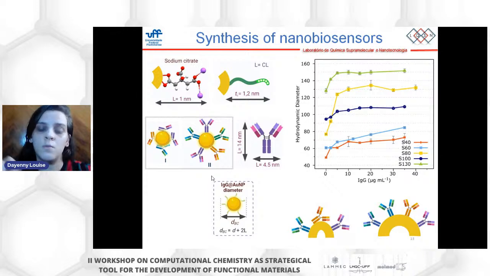So here we can see that the antibody itself can be attached in different ways. So this also can decrease or increase the active sites that are able to interact with the S protein further on.